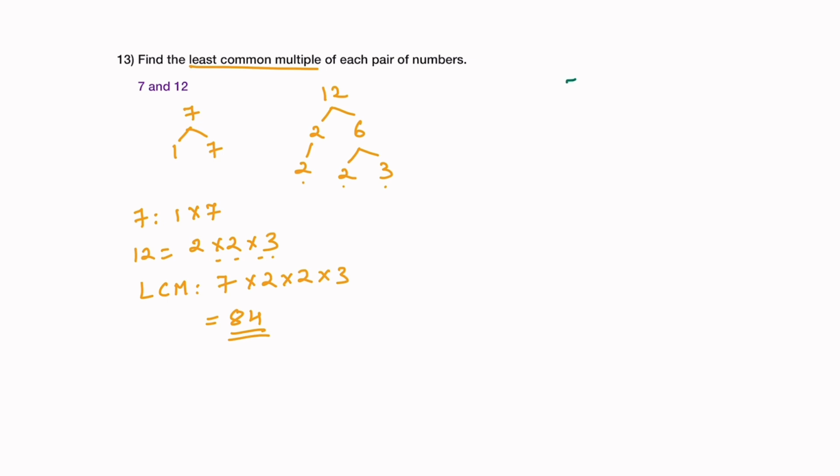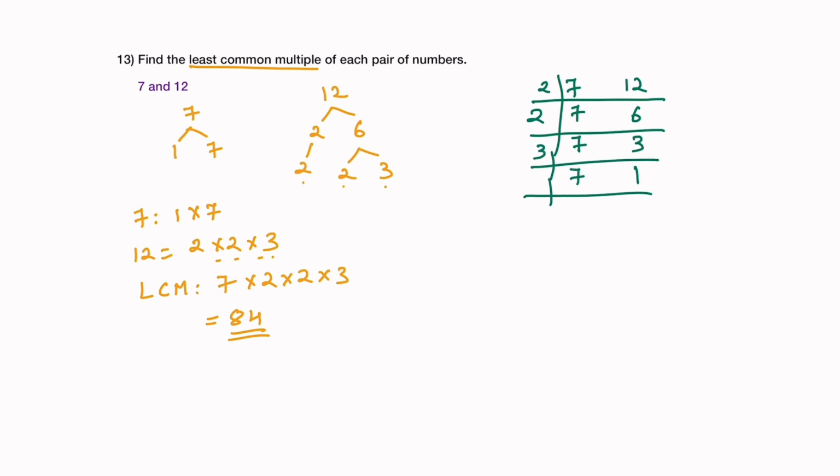Let me show the next method, 7 and 12. We start dividing. Now, when we were doing greatest common factor, we would take only the ones that have a common factor there, right? Otherwise, we stop there. But here we go like this. So we say 2 and 7 over here, and that's 6. Again, 2, 7 over here, and 3. Now we do with 3. That's 7 and that's 1. We go 7 and that's 1 and 1. So basically we multiply this. So that's 2 times 2 times 3 times 7, which is again 84.